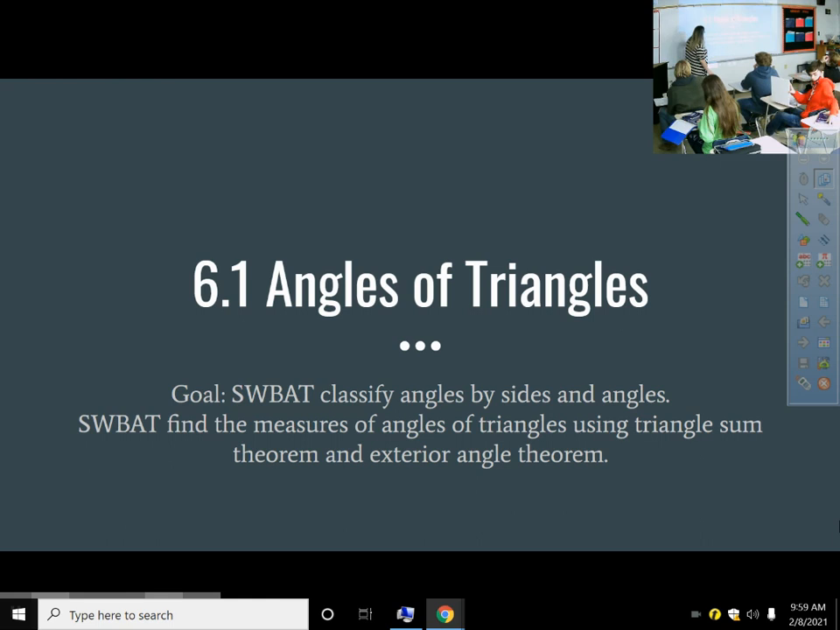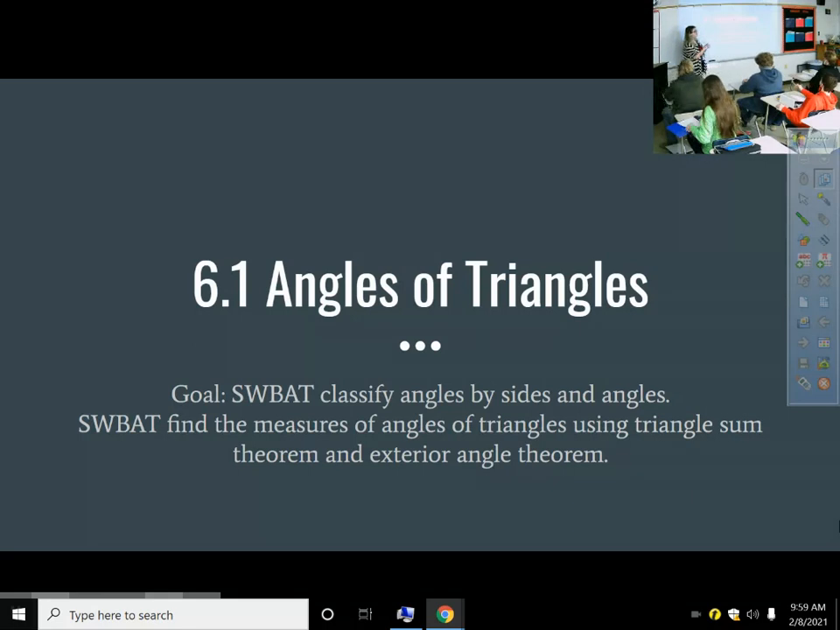And then the new part, which is also done in middle school, you talk about the triangle sum theorem. Students will be able to find the measures of angles of triangles or angles associated with a triangle using triangle sum theorem and exterior angle theorem. Anytime you use triangle sum theorem, if you want to abbreviate that TST, that's fine. And if you ever want to abbreviate exterior angle theorem, EAT, that's also fine.